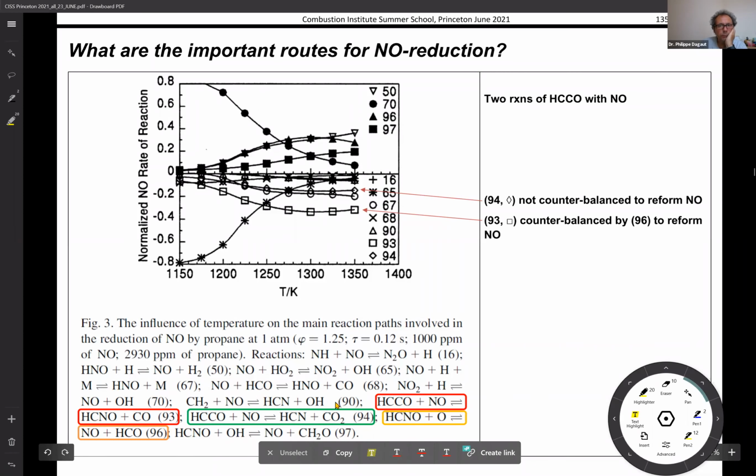There is another one which also consumes NO. This is reaction 93, HCCO plus NO giving HCNO plus CO, but it is counterbalanced by the oxidation of this product here by O, giving back NO. So it cancels out. Well, so through this analysis, you can figure out that this is the key reaction responsible for the reduction of NO under these conditions.